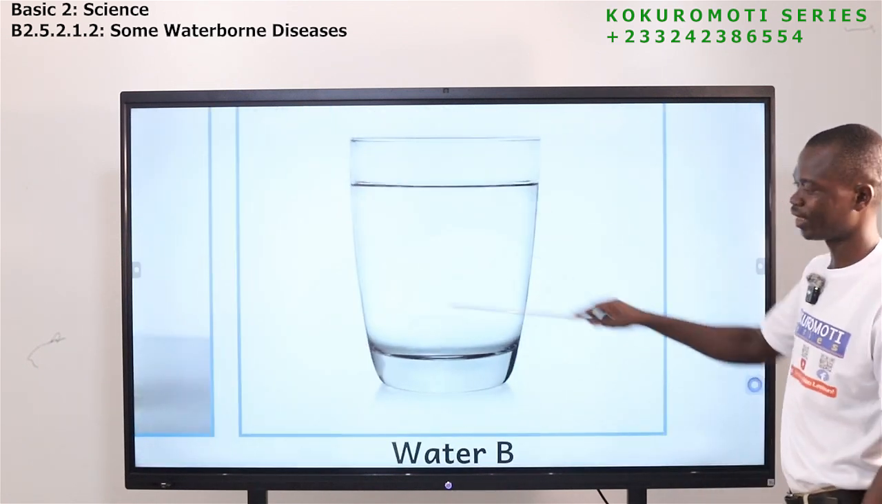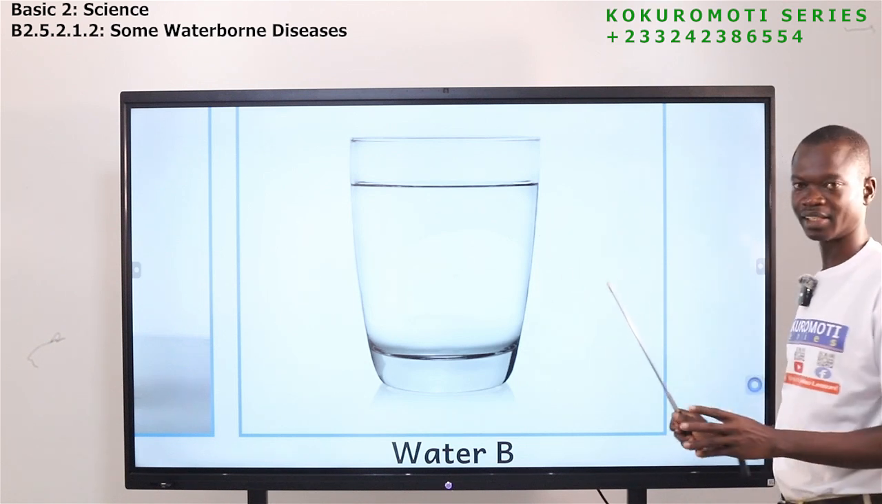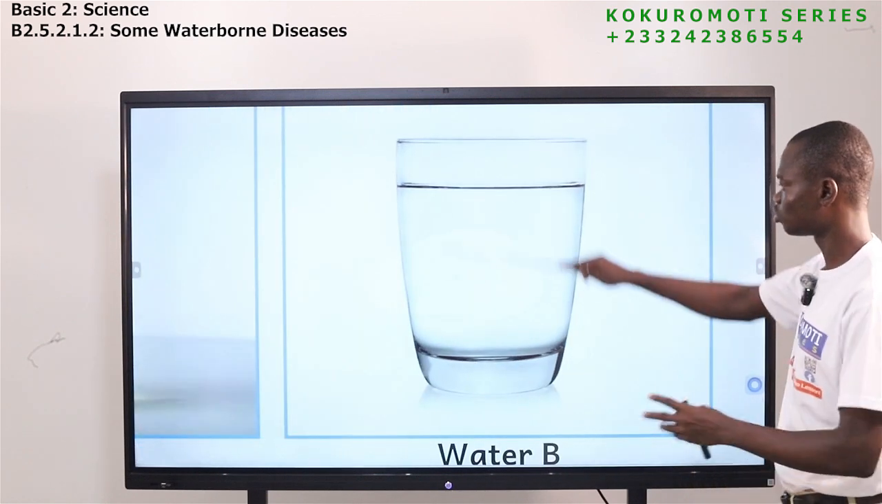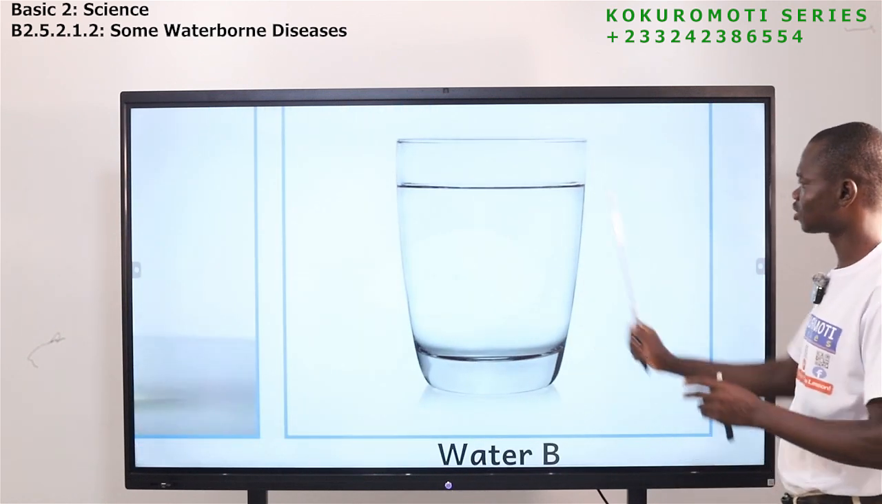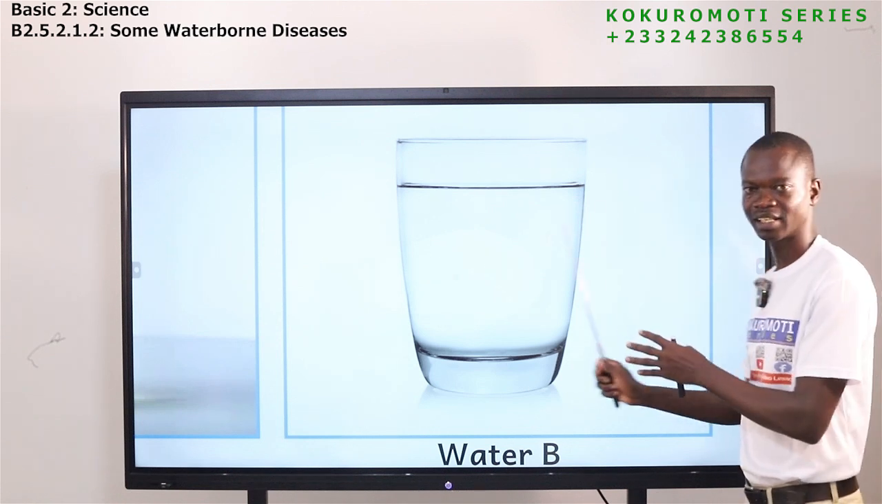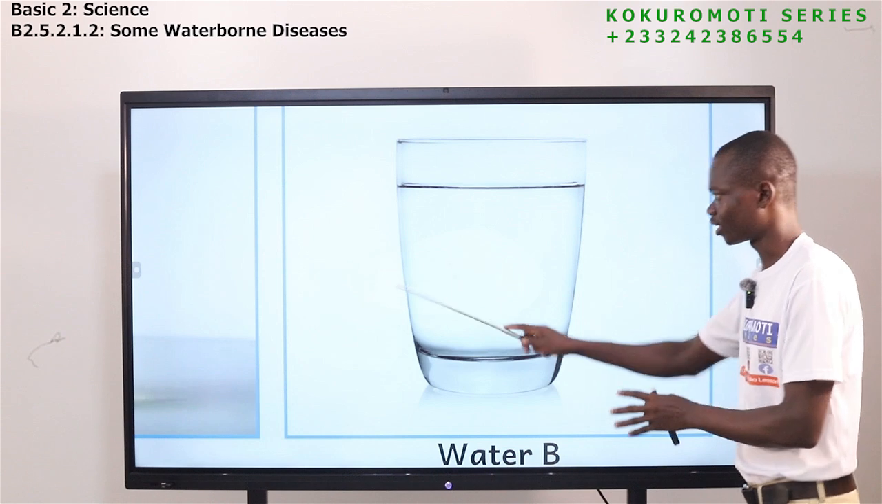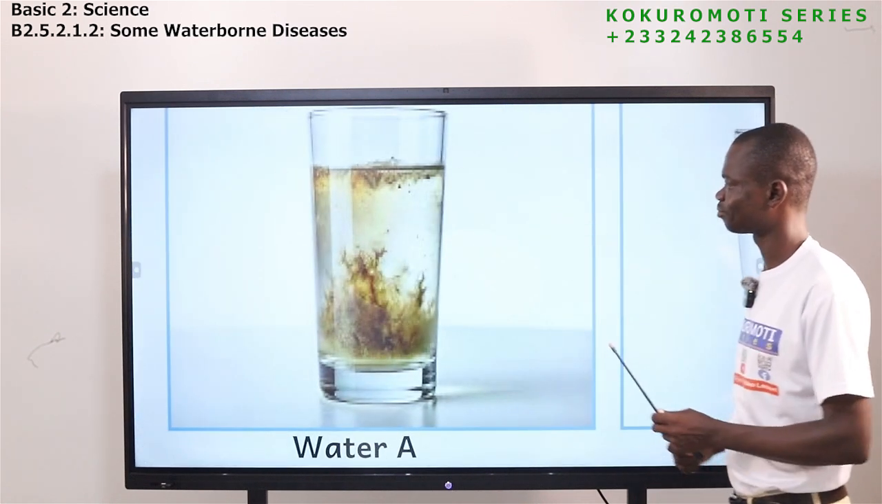It is what? Clean. You will not see any particle in it. It is clean. If you compare, and then the color too, it is colorless. It doesn't have any color. It is not red, it is not brown, it is not black, it is not yellow. It is what? Colorless. Okay, but if you look at this one, you see this one has color.